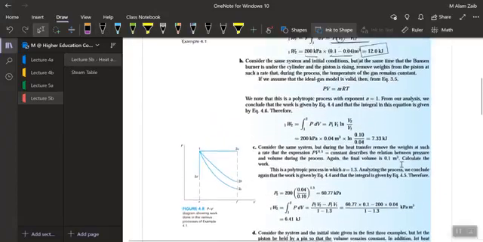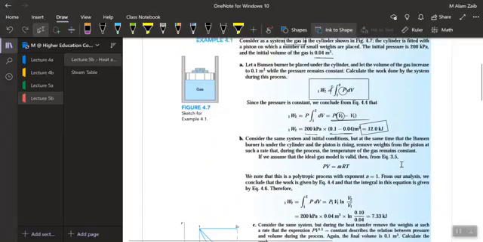Now consider the same piston and same initial condition, but at the same time the Bunsen burner is under the cylinder and the piston is rising. Remove the weights from the piston at such a rate that during the process the temperature of the gas remains constant. So that means we are talking about the isothermal process. And let me show you why the Bunsen burner is used. If you can imagine, there is a knob under the Bunsen burner, and the Bunsen burner is used for variable heat. So you can change the heat in a Bunsen burner. While a spirit lamp is normally used for a constant heat process, a Bunsen burner can be used for variable heat.